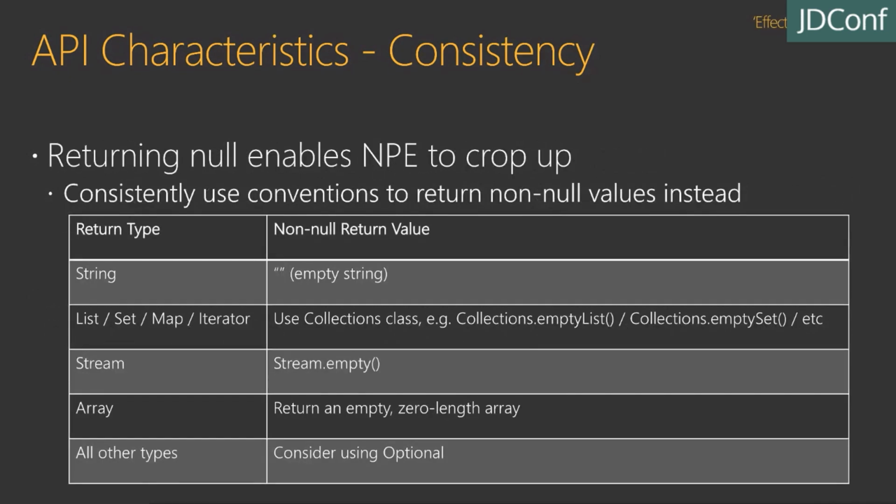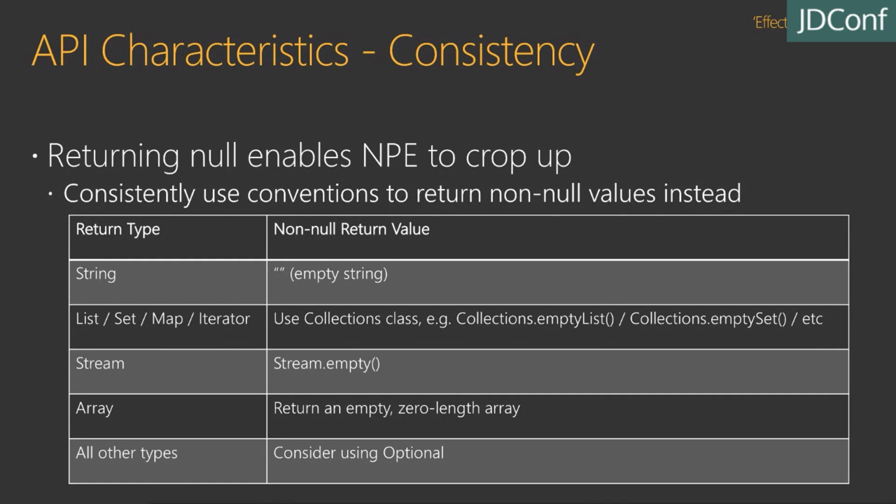And just speaking briefly about null pointer exceptions and returning something other than a null, there's a few options we have in Java to avoid this situation. For example, instead of returning a null string, we could return an empty string. The collections types, list, set, map, iterator, all have API in the collections class to return an empty list, an empty map, an empty set.